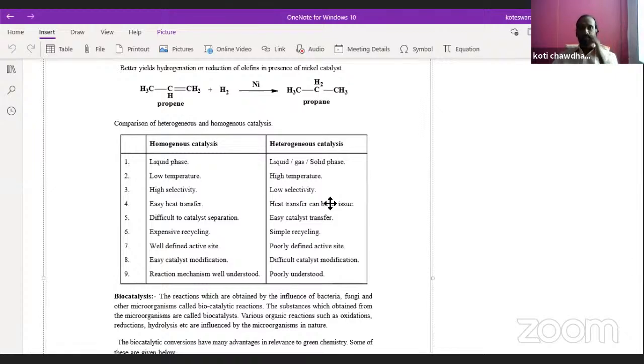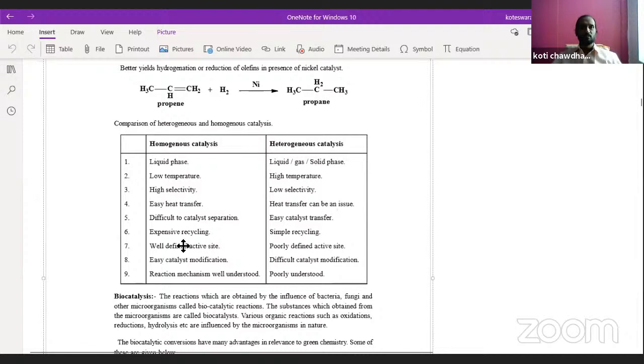Therefore, the heat requirement will decrease from phase to phase. That is the reason the heat transfer varies from phase to phase. Okay, that is the reason it can be an issue.